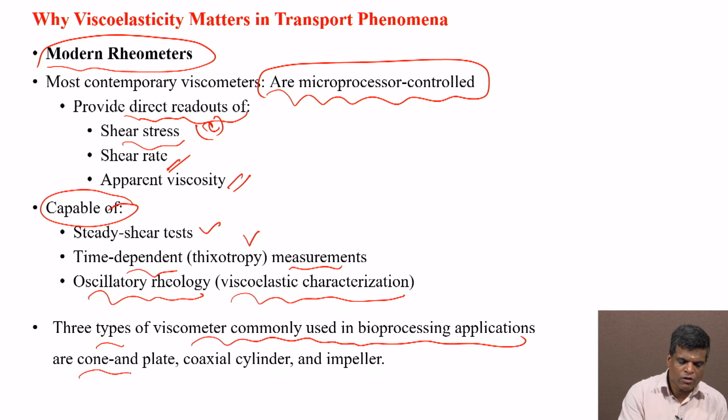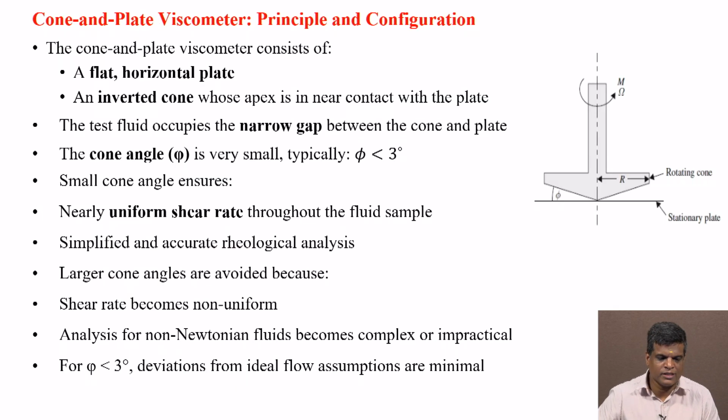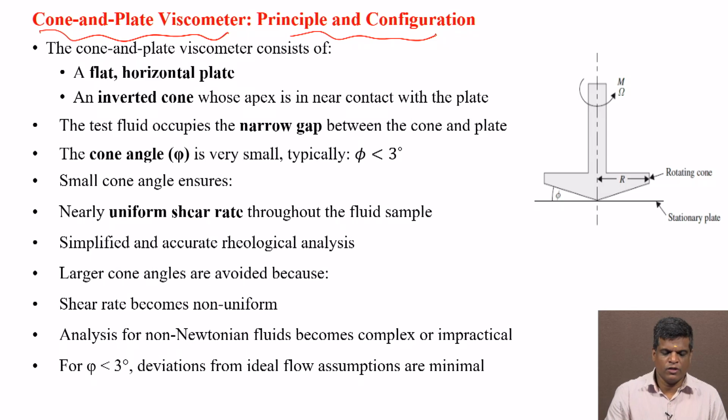The first one is the cone and plate viscometer, the second one is the coaxial cylinder viscometer, the third one is the impeller viscometer. We will explain them one by one. So, the cone and plate viscometer, what is the principle and configuration here? This is called a stationary plate, and this is a rotating cone, here the rotating cone.